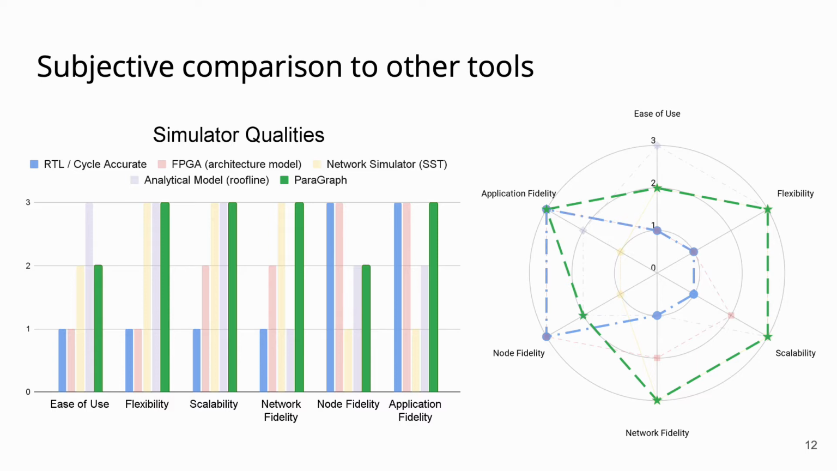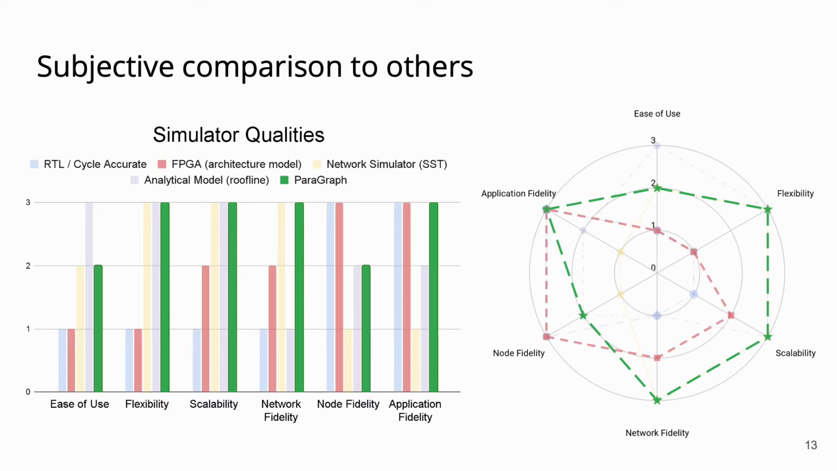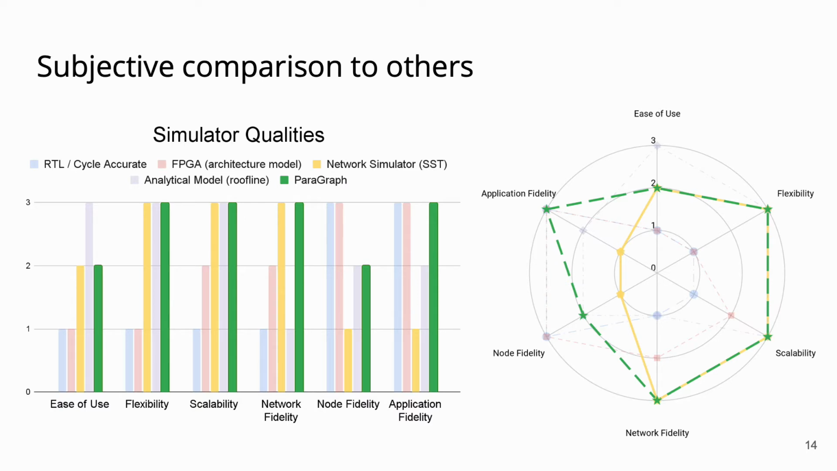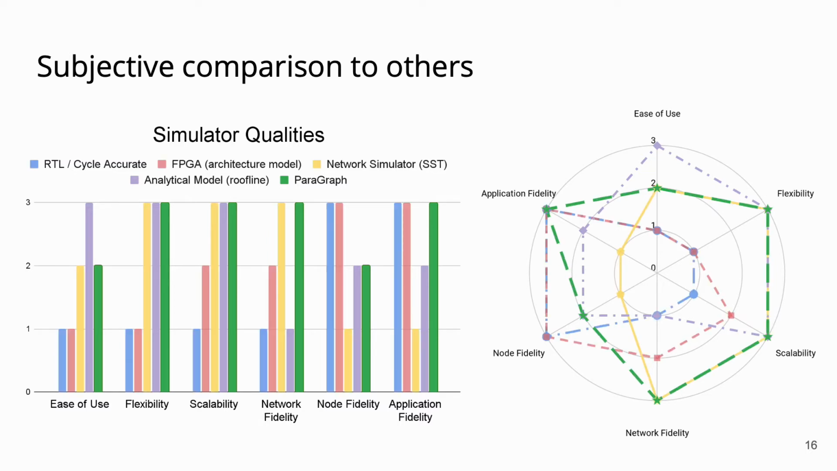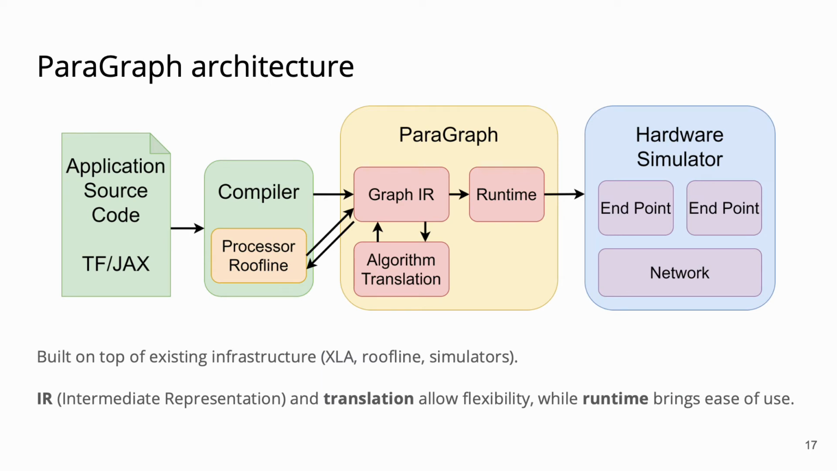Compared to detailed RTL or cycle-accurate models, ParaGraph provides better scalability, ease of use, and network support. Compared to FPGA architectural models, ParaGraph is much simpler to use, with scalability not limited by the size of available FPGAs. Compared to network simulators, ParaGraph provides much better application and node fidelity. Compared to pure analytical performance models, ParaGraph has better network and application fidelity. Even though ParaGraph is not necessarily the best in every category, it doesn't fall short anywhere and behaves as a balanced approach. ParaGraph is built around existing infrastructure.